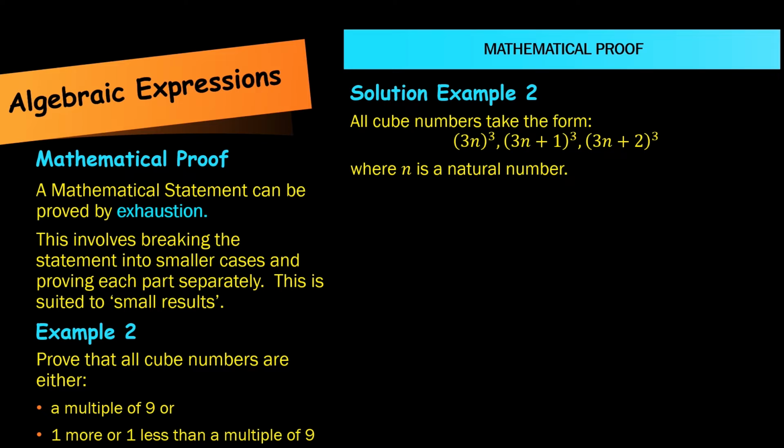And so we have reassured ourselves that all cube numbers take the form (3n) cubed, or (3n plus 1) cubed, or (3n plus 2) cubed, for n a natural number. Let's now take a look at (3n) cubed. This equals 27n cubed, which equals 9 times 3n cubed, which is clearly a multiple of 9.